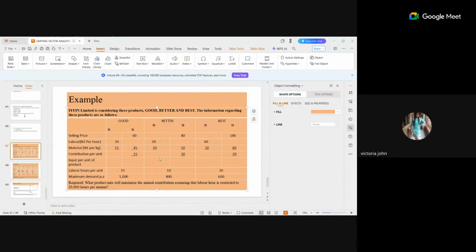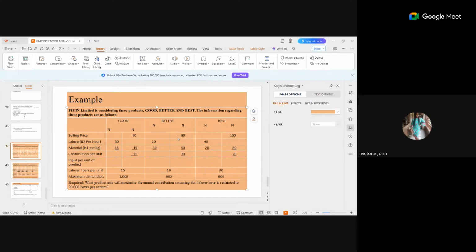Okay, Fin Limited is considering 3 products: good, better, and best. The information regarding these products are as follows. We have good, better, and best. We have the selling price for good, 16 naira. The selling price for better, 18 naira. The selling price for best, 100 naira.